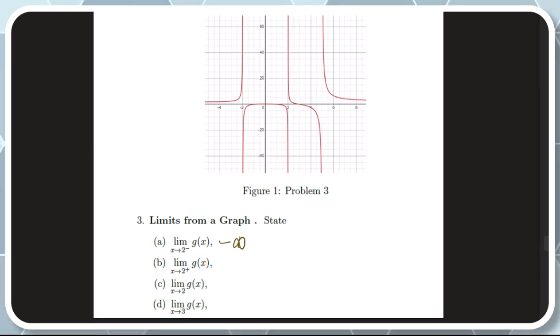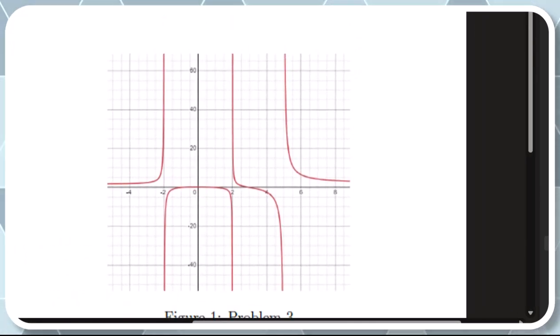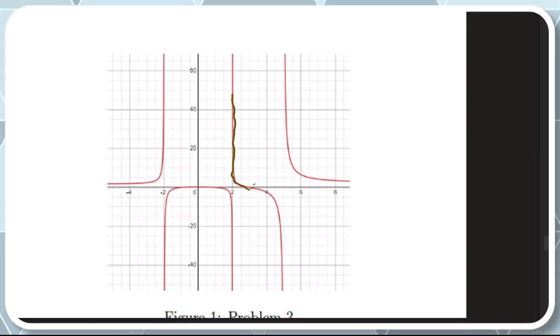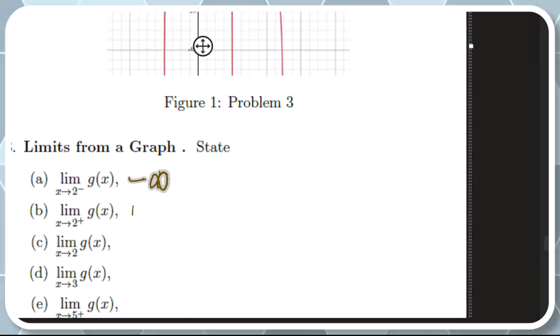Now, as x approaches 2 from the right, you do the same thing. You find 2, you go to the right of 2, and you travel along the curve until you get to 2, and you ask what is the value there. Well, we'll never actually get to 2 because we're going up to infinity. So this one is positive infinity.